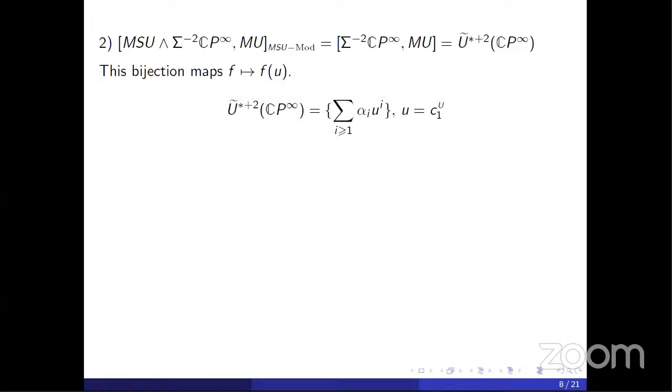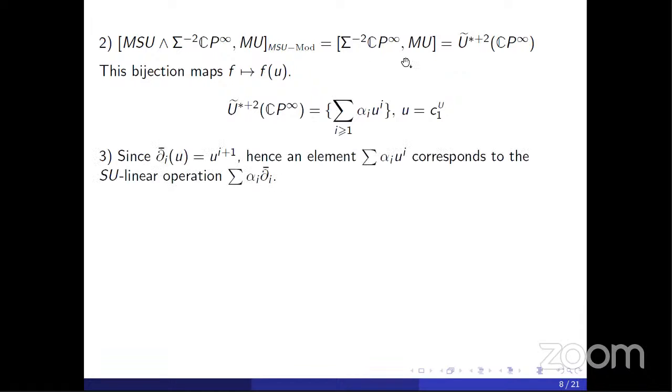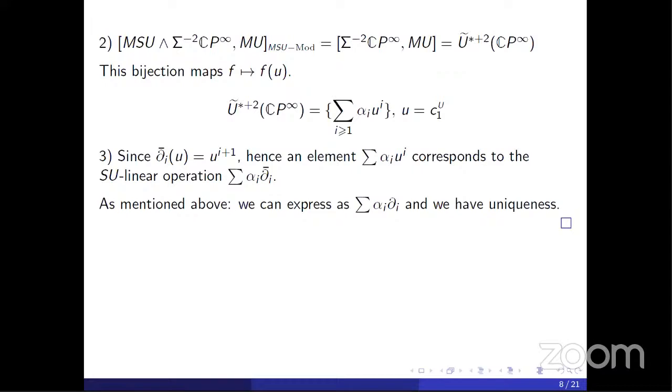The complex cobordism of CP infinity is just the power series in u, and since we know how partial_k acts on u, we see that these operations correspond to this power series. This power series is an arbitrary power series, and so, because we have a bijection, we obtain that any SU-linear operation has this form. And we have seen above that we can express each of these operations as a series in partial_k, and this expression is unique. So the theorem is proved.